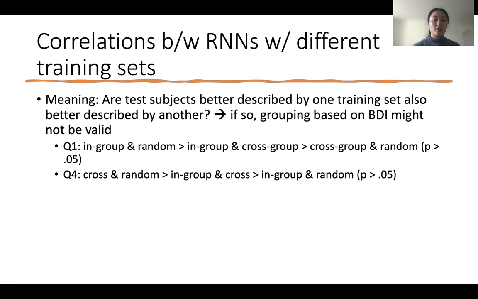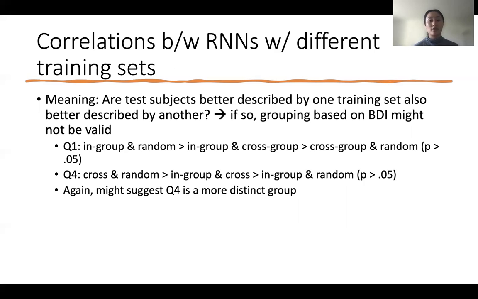Whereas for Q4, cross-group RNNs correlated with random group RNNs the most. This makes sense because this would mean that subjects who were captured well or not well by people in Q1 were also captured well or not well by people in some random grouping. So this, again, might suggest that Q4 is a more behaviorally distinct group that shows more consistent learning strategies, whereas people in Q1 might exhibit more variable learning behavior.